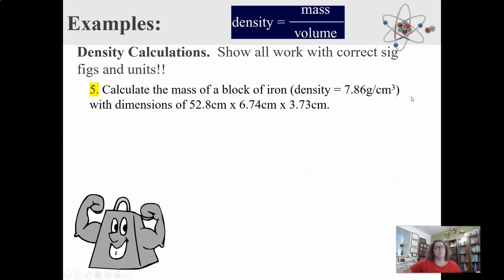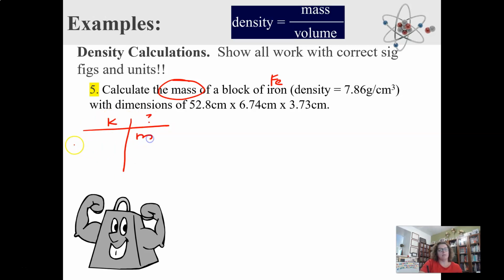Question 5, calculate the mass of a block of iron, and I told you the density of that iron, and the chemical symbol for iron is Fe, so if you want to put Fe instead of the word iron, you can. I told you the dimensions of that block, so I know one side is 5.28, I know another side is 6.74, I know another side is 3.73. I want to calculate mass, but all you know is density. Well, you're probably thinking to yourself, I'm missing something. Well, what am I missing?